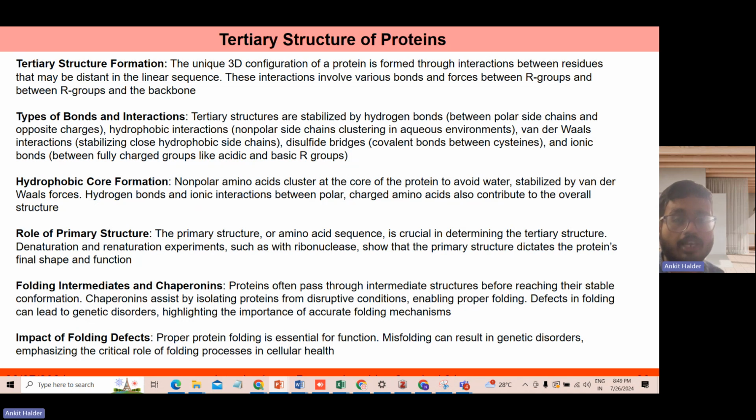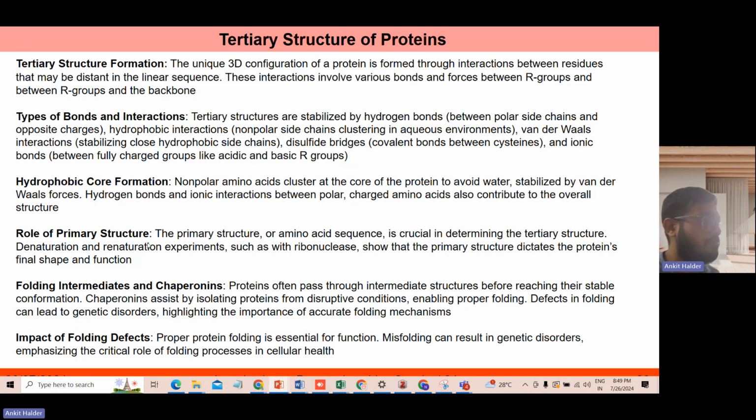So this is where the role of each and every amino acid becomes very important. The non-polar amino acids cluster at the core of the protein to avoid water, and this is stabilized by van der Waals forces, hydrogen bonds, and ionic interactions between polar charged amino acids, which contribute to the overall structure.